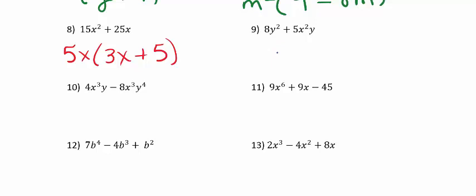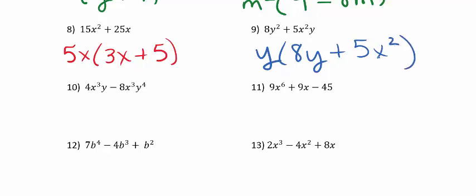In number 9, between 8 and 5, there's no number that they have in common that I can pull out other than 1. There's no x in both terms, so I can't take an x out, but I can take a y out. So that's our greatest common factor. Let's see what we have left. Y times 8y is going to give us an 8y squared. And over here, we need a 5, and we need an x squared, but we already have a y. So 5x squared times this y is going to give us our 5x squared y back.